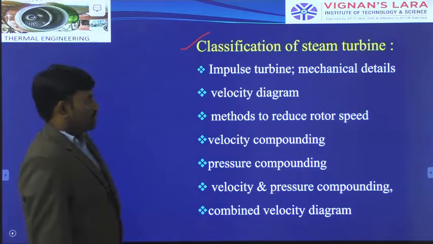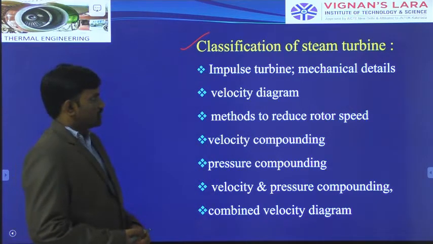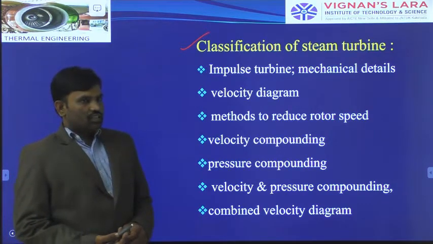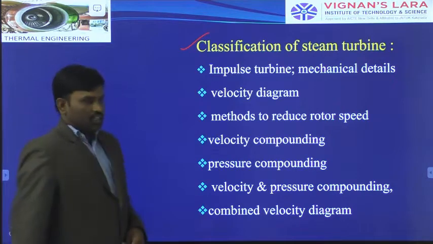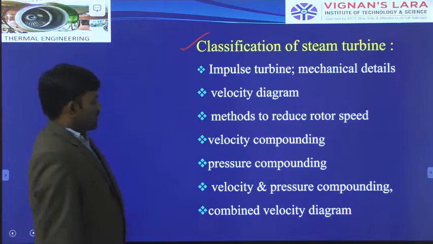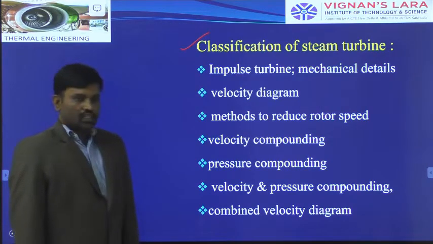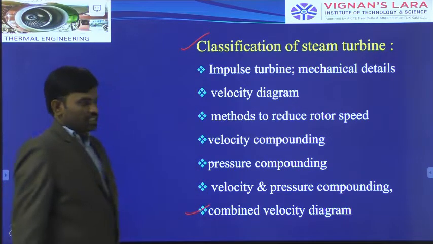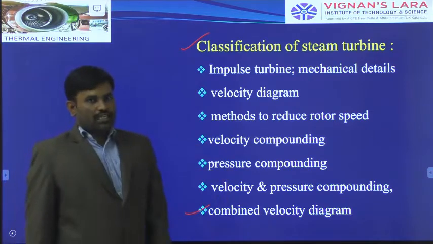And in case of steam turbine, we will discuss what is meant by impulse turbine, what are the mechanical details of impulse turbine, and velocity diagrams, and methods to reduce the rotor speed: velocity compounding, pressure compounding, velocity and pressure compounding, and combined velocity diagram. These topics we will discuss in the steam turbine case.